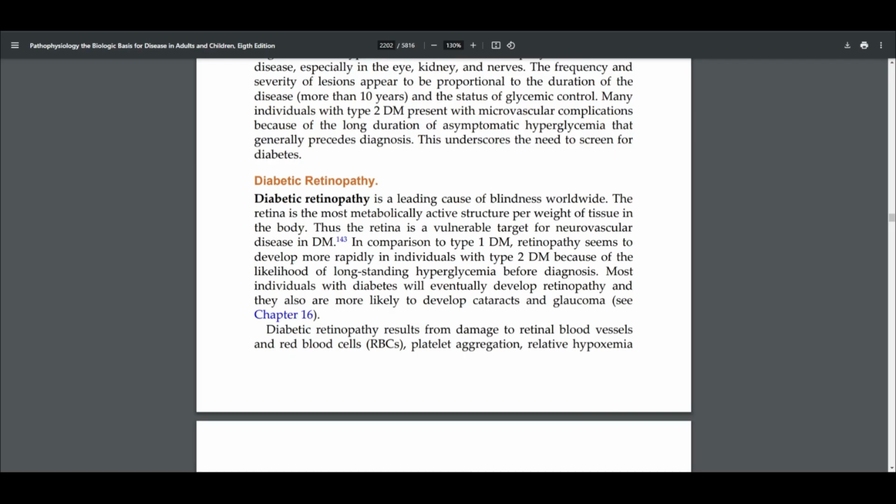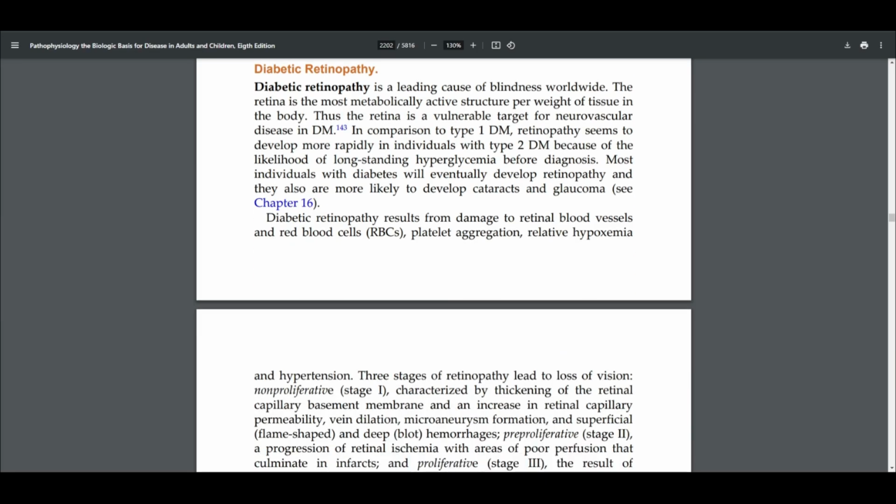Diabetic retinopathy. Diabetic retinopathy is a leading cause of blindness worldwide. The retina is the most metabolically active structure per weight of tissue in the body. Thus, the retina is a vulnerable target for neurovascular disease and diabetes. In comparison to type 1 diabetes, retinopathy seems to develop more rapidly in individuals with type 2 because of the likelihood of long-standing hyperglycemia before diagnosis.